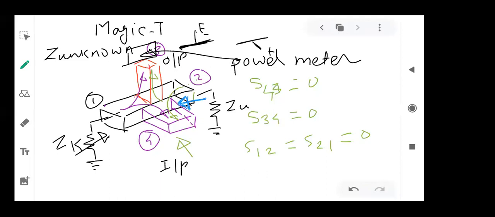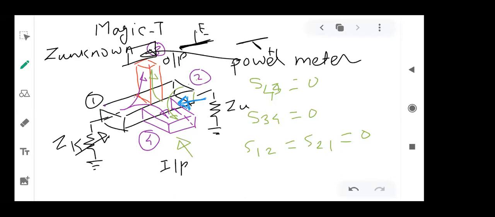So it means that now port number 2 is going to act as an input port for the reflected signal. As per our earlier discussion, if you are feeding anything at port number 2, that will get divided between port number 3 and port number 4 equally.